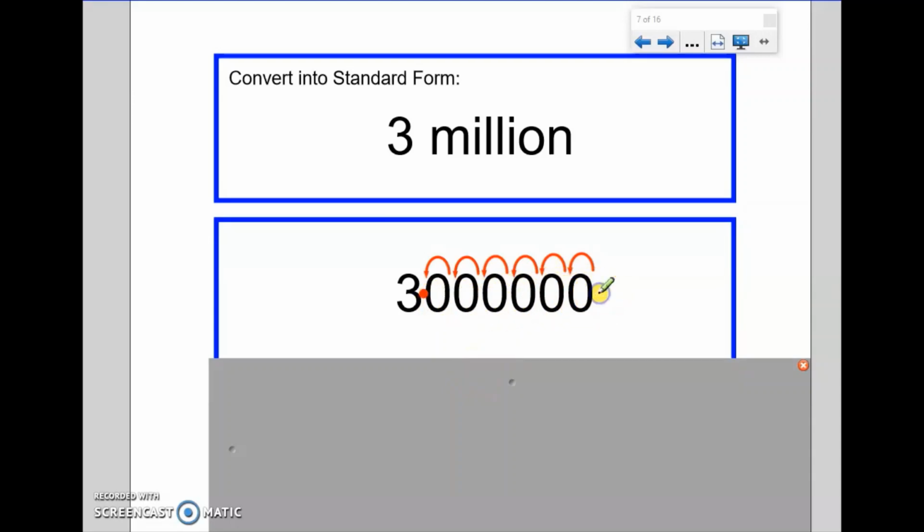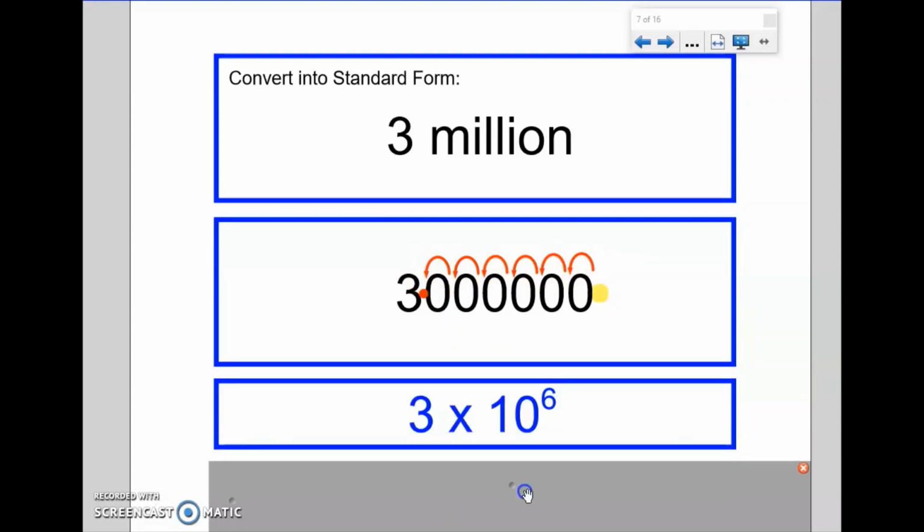My decimal place started here, and I moved my decimal place 6 times to make this number 3. And this time I've moved the decimal place 6 times to the left. So my standard form is going to look like this. 3 times 10 to the power of 6. 6 because I've moved the decimal point 6 times, and it is positive because my movement takes place to the left. I started with quite a large number, so I expected a positive index number.